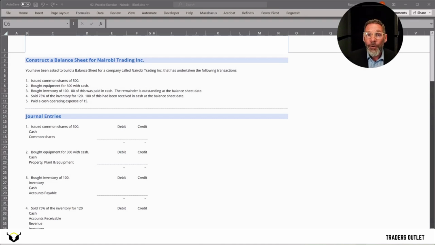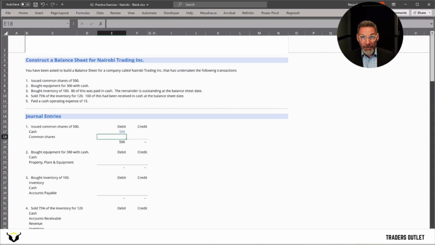We're going to record 5 separate transactions. The first transaction is we have issued common shares of 500. So let's start with the journal entry. I always like to start with cash. And if we say what is cash, cash is an asset. And when we increase an asset, that is a debit. So we know we're going to debit cash 500.